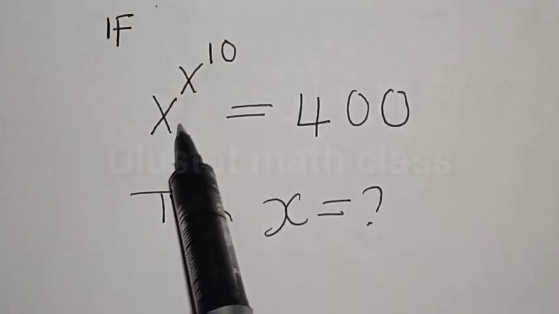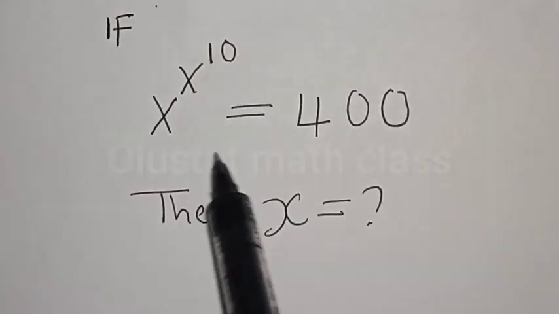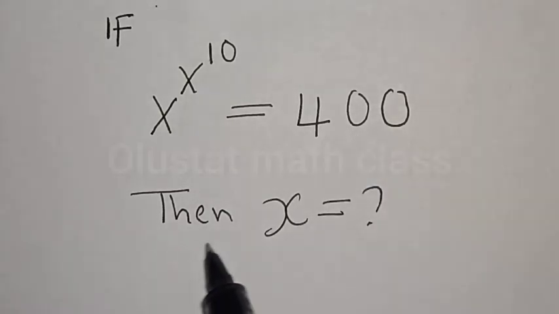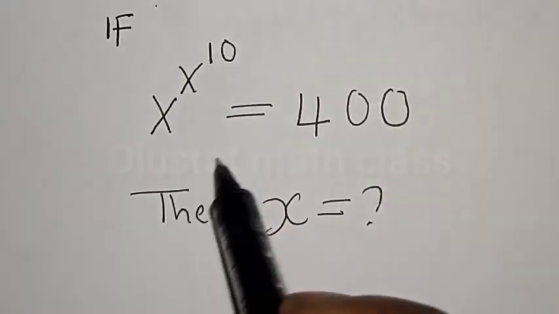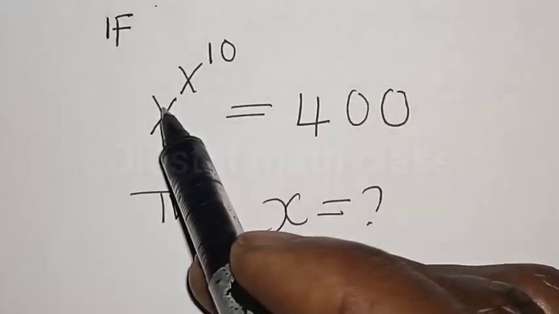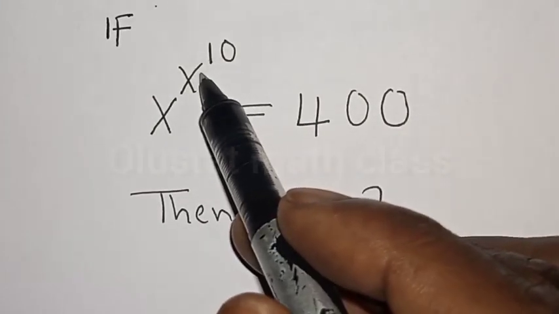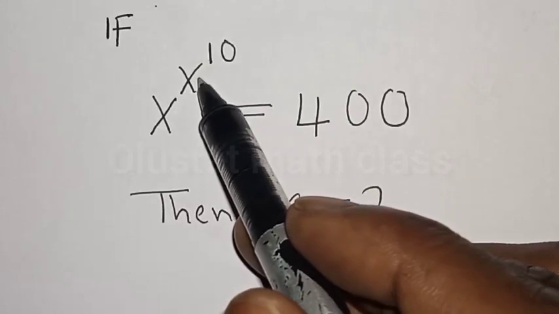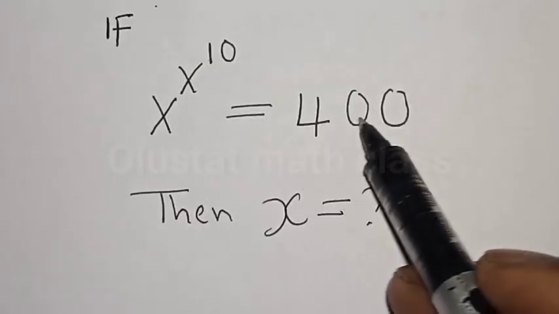If s raised to power s raised to power 10 is equal to 400, then what is the value of s? Hi everyone, welcome to my class. In this class, we want to find the value of s from this given nice equation, s raised to power s raised to power 10 is equal to 400.